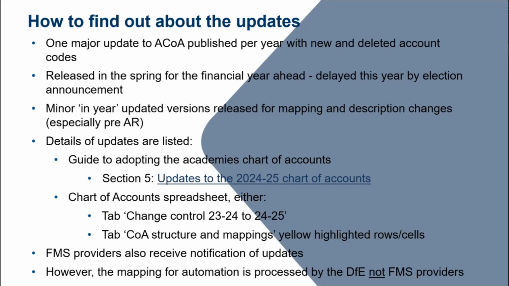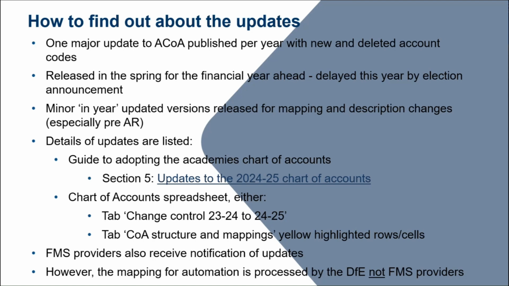So how do you find out about these updates? Like I said, we have one major update which is published every year when new and deleted account codes are released. This was published last Thursday, as against last financial year where we usually release the updates around spring. Due to the election this year, when the elections were called, there was a little hold up due to some internal ramifications, and that was why it was delayed this year.